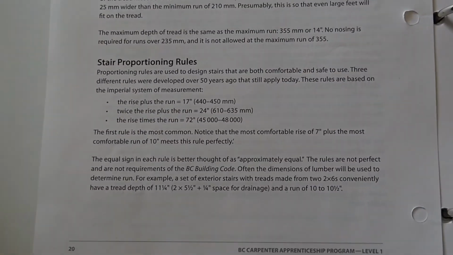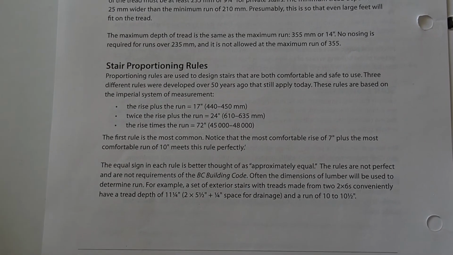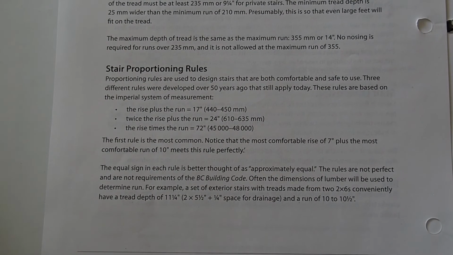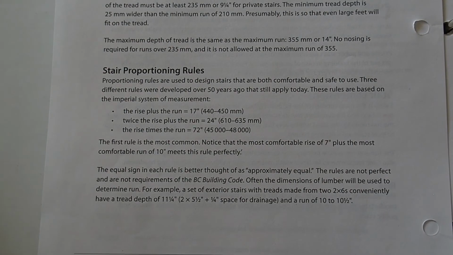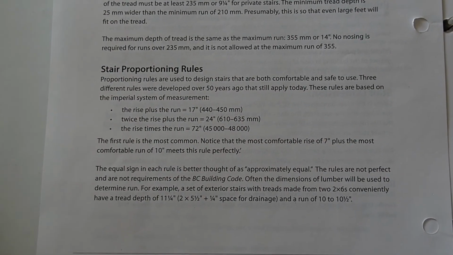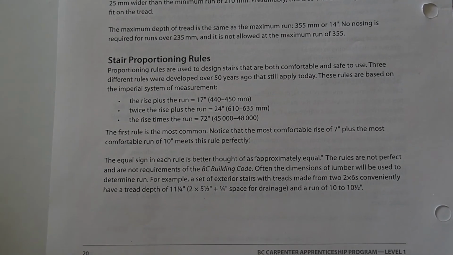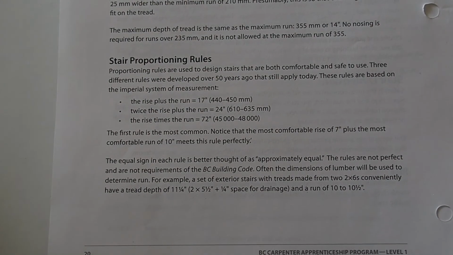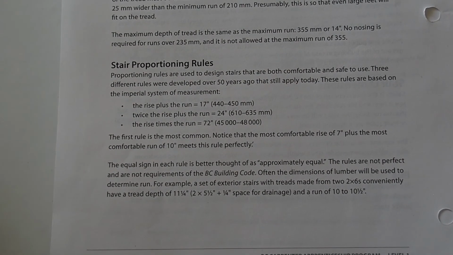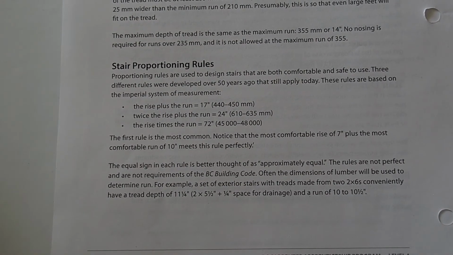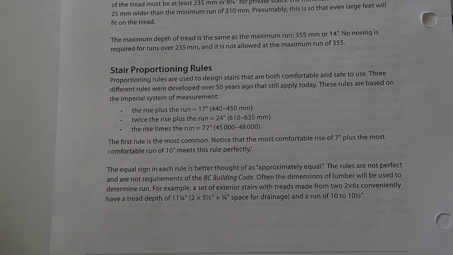When I was in carpentry school, and in your textbooks, when you get to this portion, you'll notice that there is something called stair proportioning rules. These are rules that carpenters have developed to describe the relationship between the rise and the run. So there's 3. The first one is the rise plus the run equals 17 inches. The second is twice the rise plus the run is 24 inches. And the third one is the rise times the run is 72 inches.